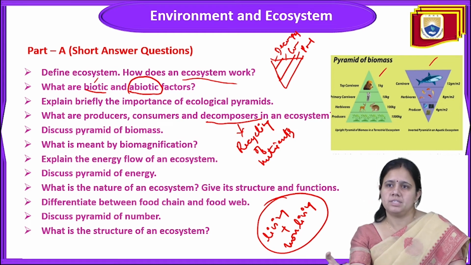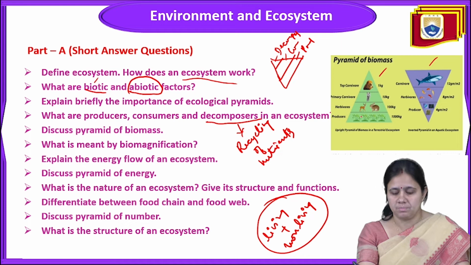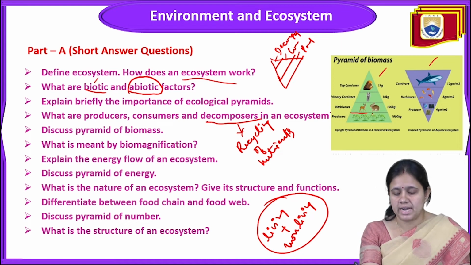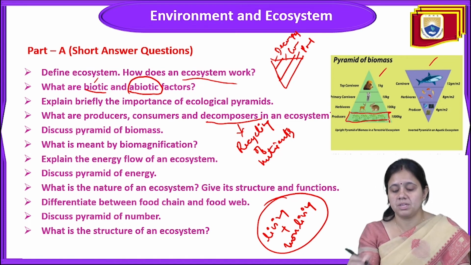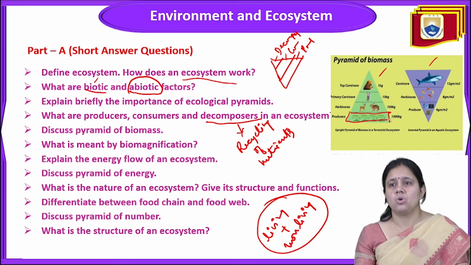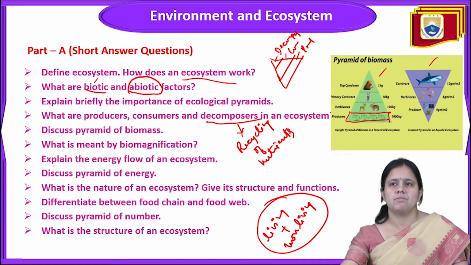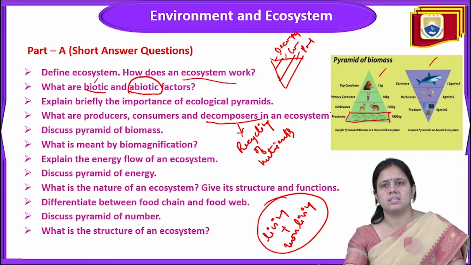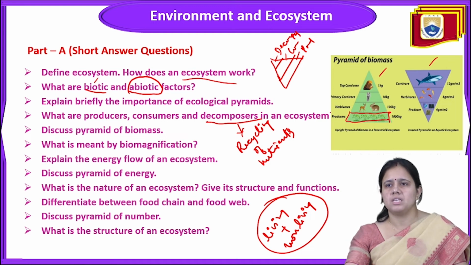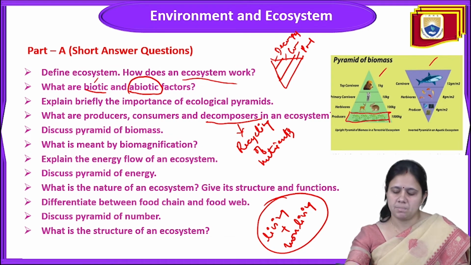If we take the example of a terrestrial ecosystem, you can see that at the producer level, grass is there. Obviously the grass has more biomass. That's why grasses are the producers and they have more biomass. Next are the herbivores. Herbivores are the consumers, and they have less biomass as compared to the producers. Next are the primary carnivores, then the top carnivores. This is the pyramid of biomass.